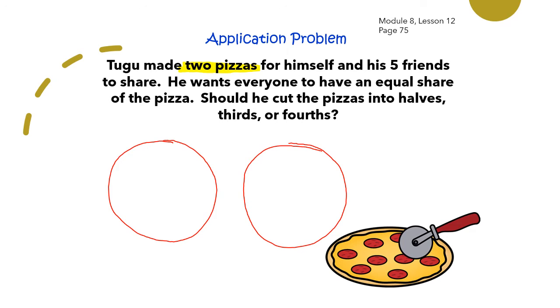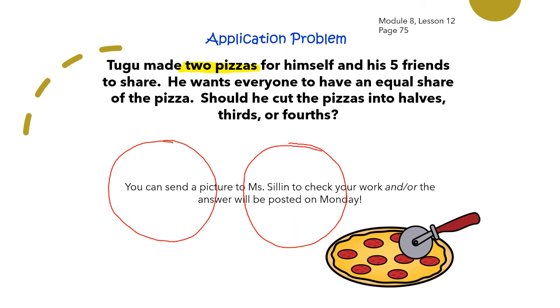Next, you need to decide how you should partition your pizzas. So should you partition them into halves, thirds, or fourths? There needs to be enough slices of pizza for Tugu and his 5 friends. Please include a number sentence and words to explain. You can send a picture of your work to me if you want me to check over it, or you can wait to compare your work with the answers on Tuesday.